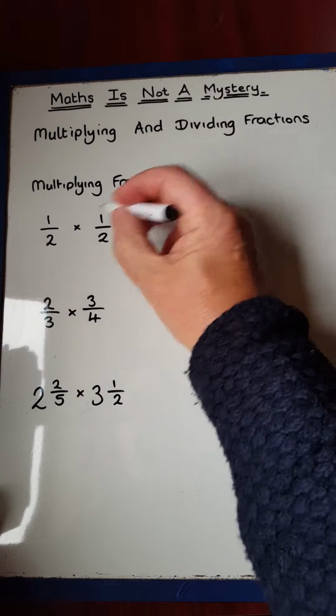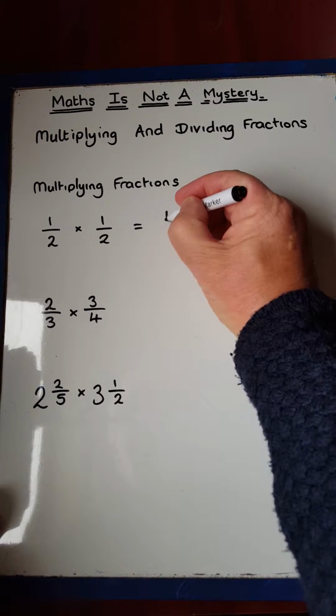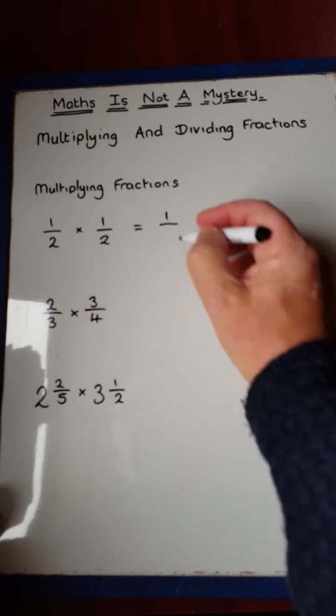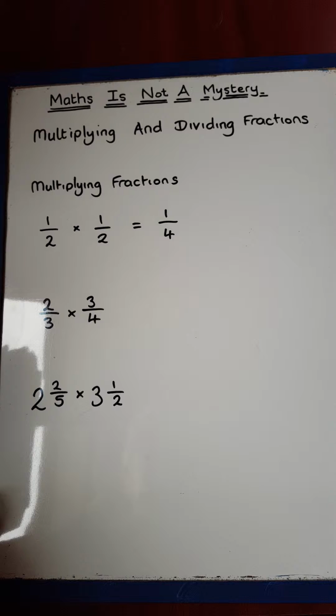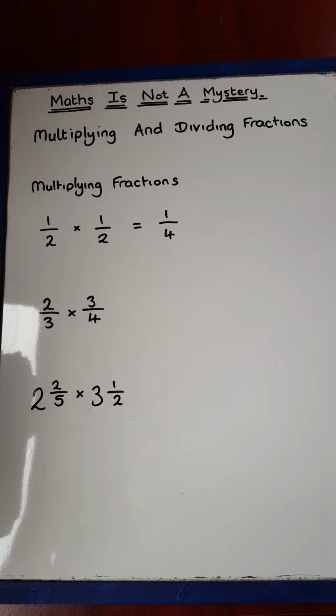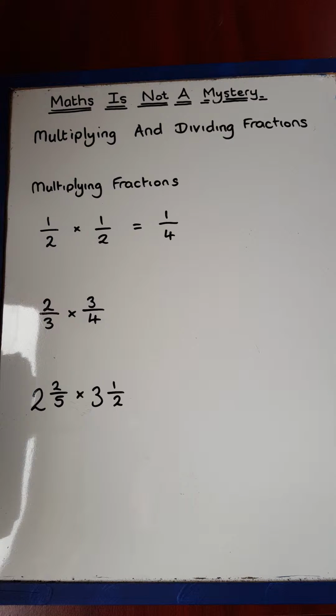So 1 times 1 is 1. 2 times 2 is 4. That's the answer. A half times a half is a quarter. All you need to do is to be able to multiply two numbers together and possibly sometimes simplify.